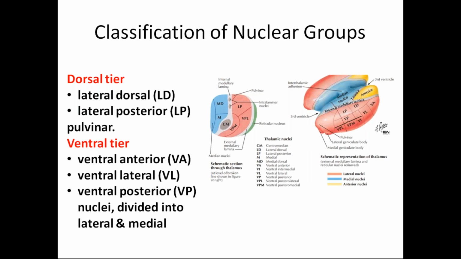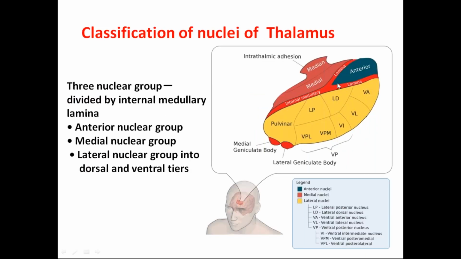You might find it very confusing to remember these terms now, but for your simple understanding, remember anterior group, medial group, lateral group. The lateral group has a dorsal tier and a ventral tier. The ventral tier has anterior, lateral, intermediate, and posterior groups. The posterior group has a ventroposterolateral and ventroposteromedial nucleus.